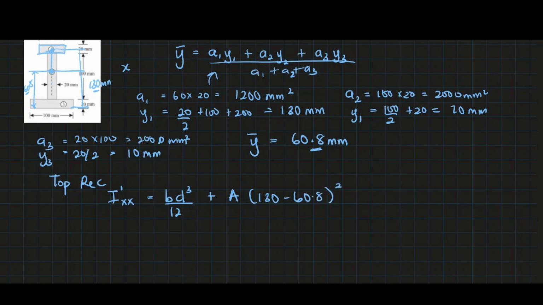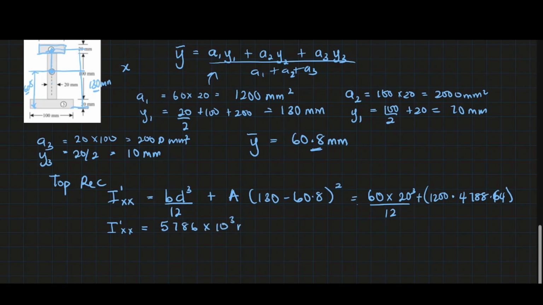It's going to be equal to: the breadth of this particular shape is 60, the height is 20 raised to the power 3 over 12. The area is 60 times 20, which should be 1200, times 4788.64, plus here. And you solve this, you're simply going to get that the inertia for this particular shape will be 5786 times 10 raised to 3 mm^4.